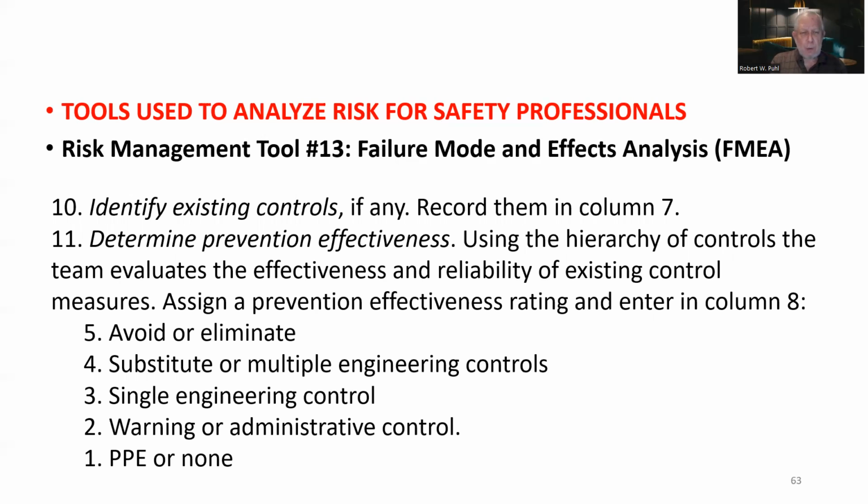Determining prevention effectiveness. Using the hierarchy of controls, the team evaluates the effectiveness and reliability of existing control measures. Assign a prevention effectiveness rating and enter in column 8. This will be avoid or eliminate, substitute, or multiple engineering controls. If it avoids or eliminates, it's a 5. Substitute or multiple engineering controls is a 4. A single engineering control is a 3. Warnings or administrative control is a 2. PPE or none is a 1.